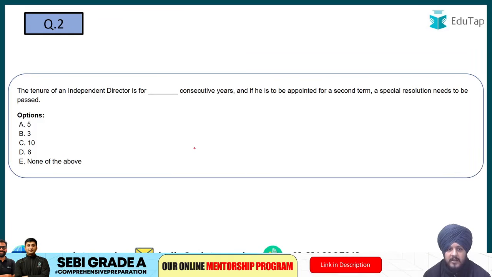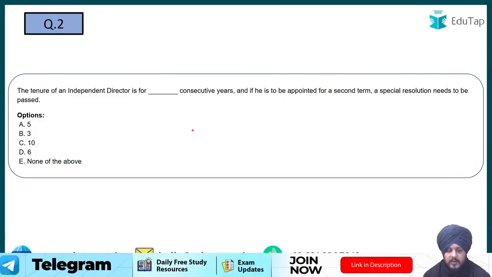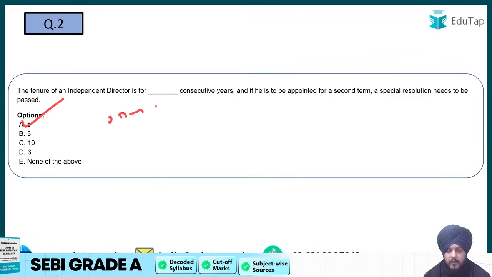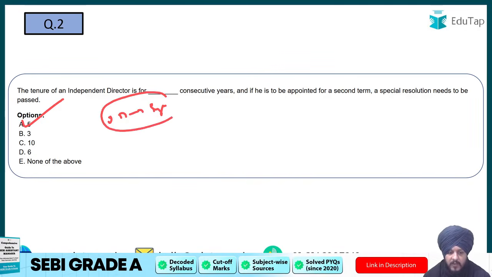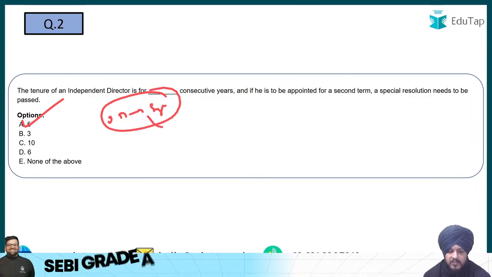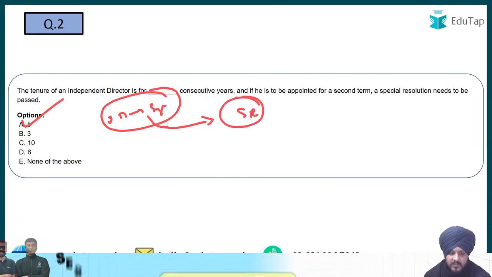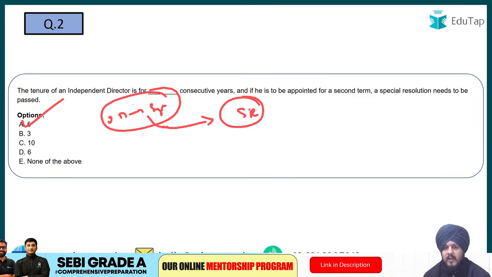The tenure of an independent director is for dash consecutive years, and if he is to be appointed for a second term, a special resolution needs to be passed. So the correct answer to this question is going to be basically the A option, because we know that the tenure of independent director is for a term of up to 5 years, right? 5 consecutive years. And if the company wishes to appoint the same independent director for the second term, then in order to do that, the special resolution is going to be passed in the general meeting, right? And the company will have to disclose the justification also with respect to this requirement.